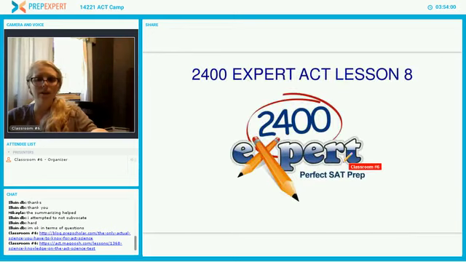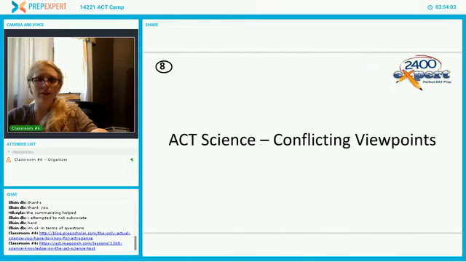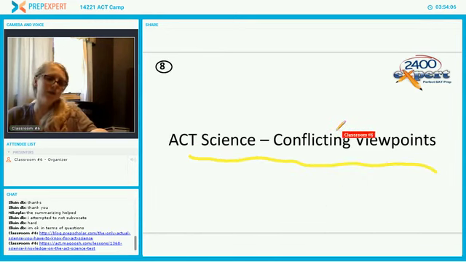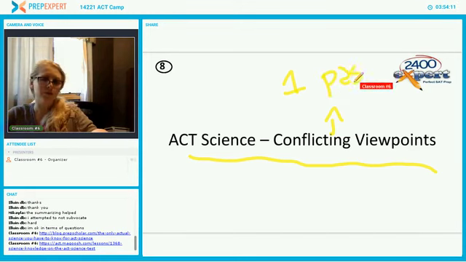And then kind of lastly, what we'll talk about is the conflicting viewpoints passage. So conflicting viewpoints passage, like I mentioned before, is one passage. So it's just one passage. It has 7 questions.